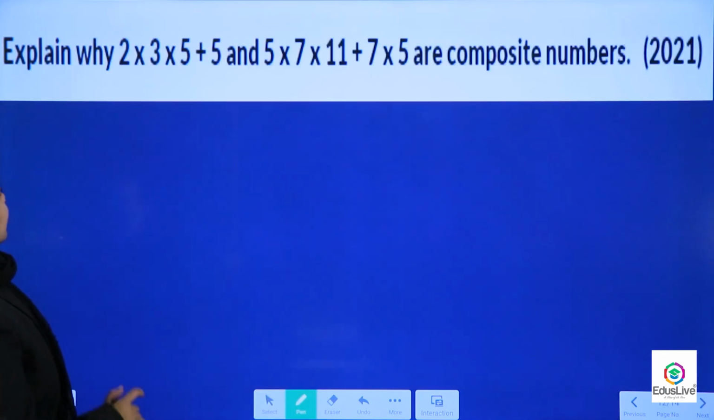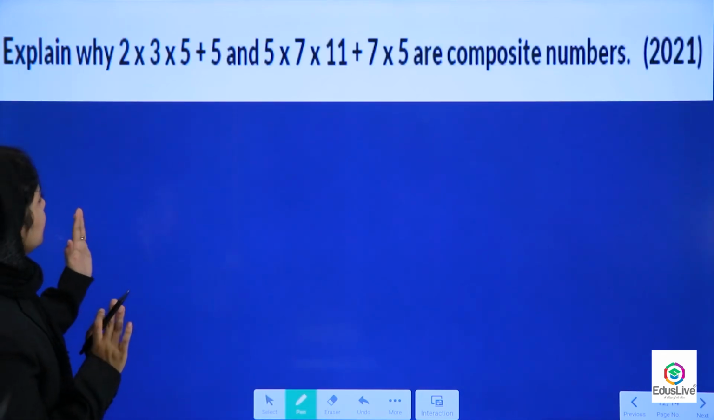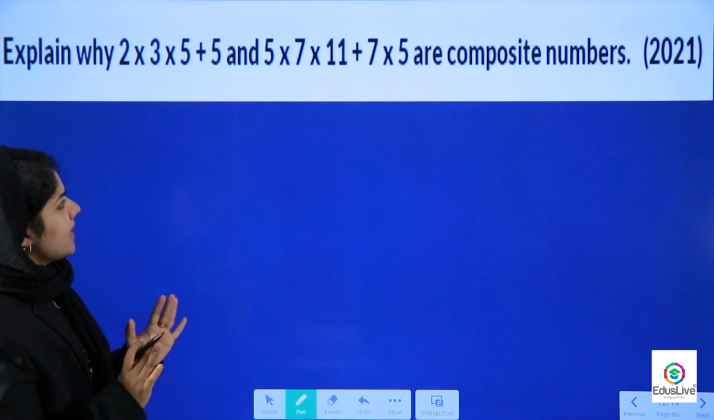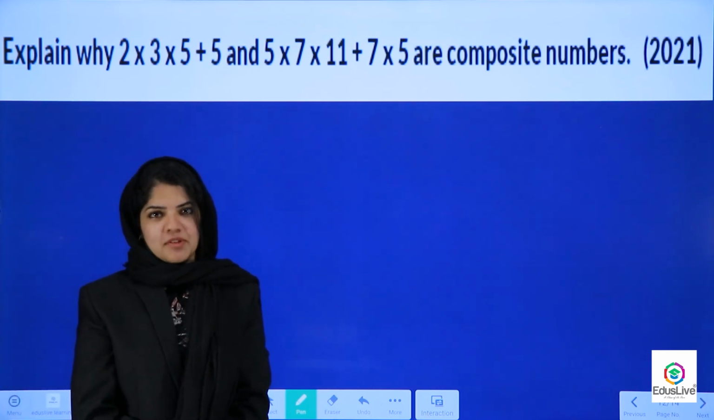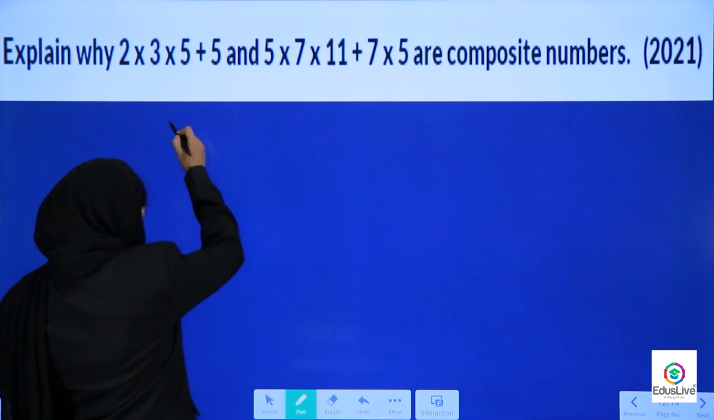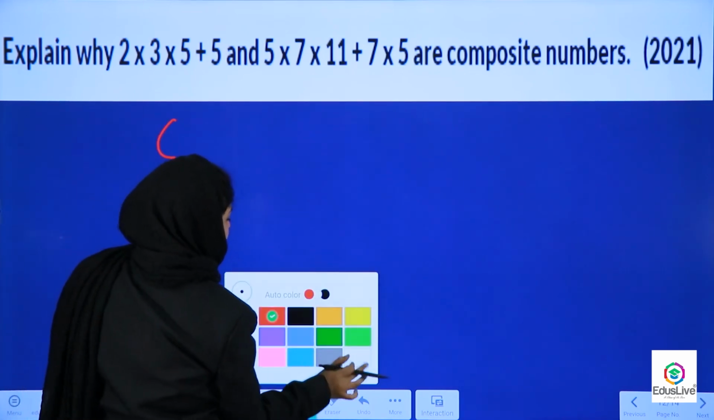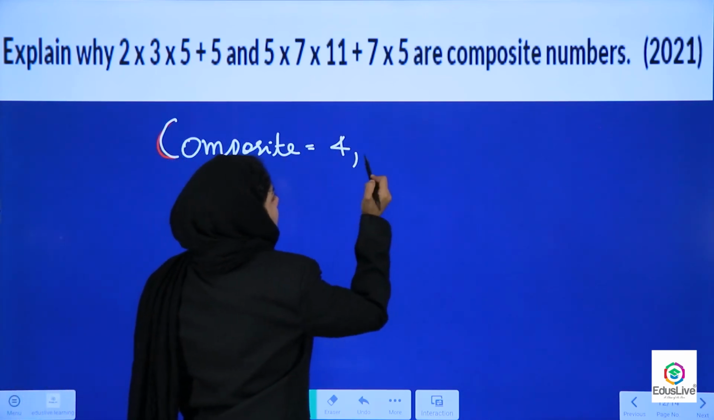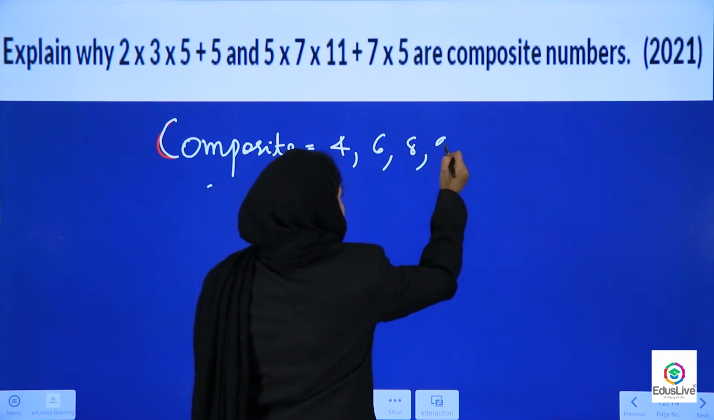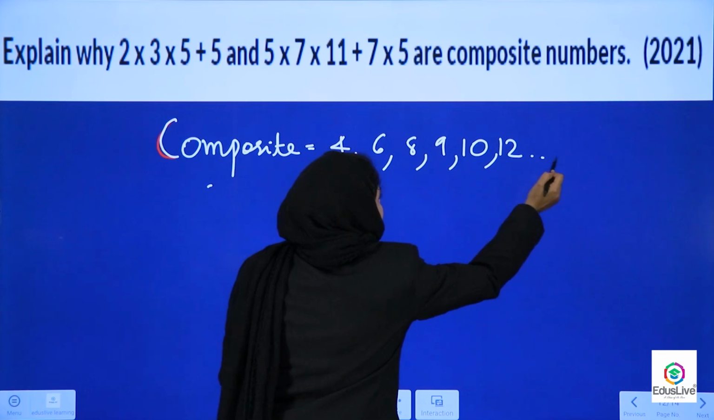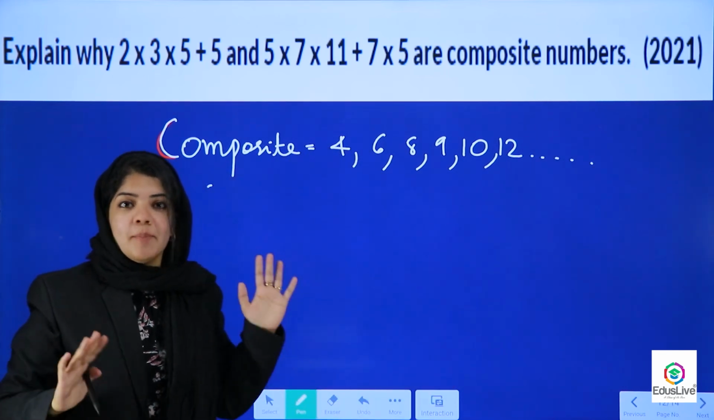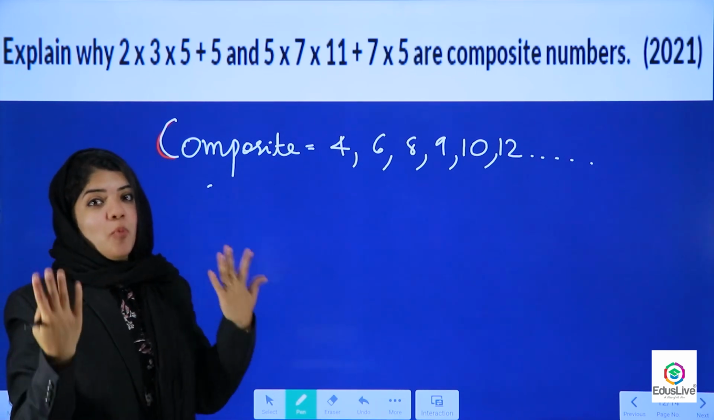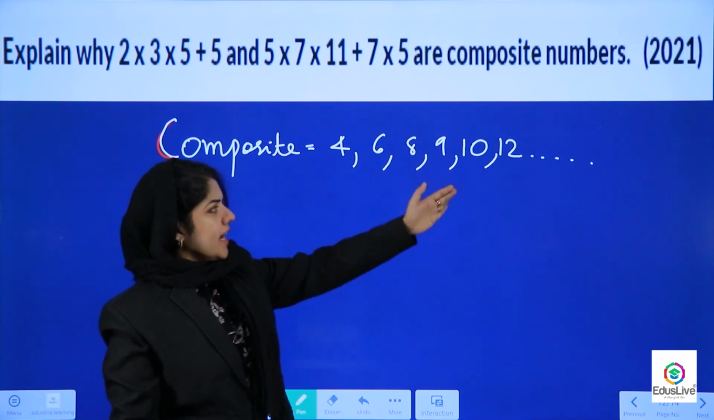Okay. Next question. Explain why 2 times 3 times 5 plus 5 and 2 times 7 times 11 plus 7 times 5 are composite numbers. What are composite numbers? Composite numbers means numbers other than the prime numbers, like 4, 6, 8, 9, 10, 12. These are composite numbers. So, these numbers have more than 2 factors.